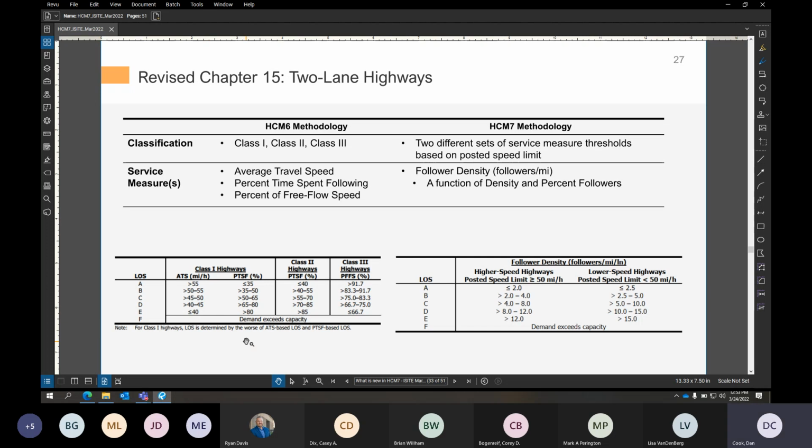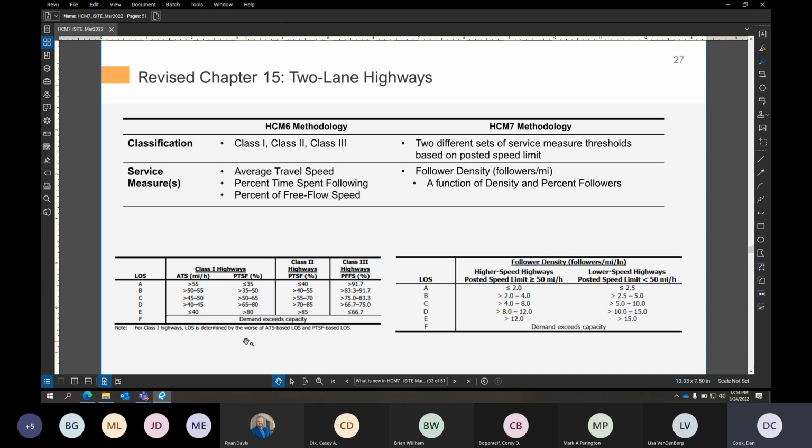The exhibit that's shown in the lower left was the service measures, or the level of service table, for two-lane highways that you have probably seen in the last several editions of the HCM. You have three different classes of highways, and each class has different service measures as well as different thresholds for level of service. That's all changed in the new edition.